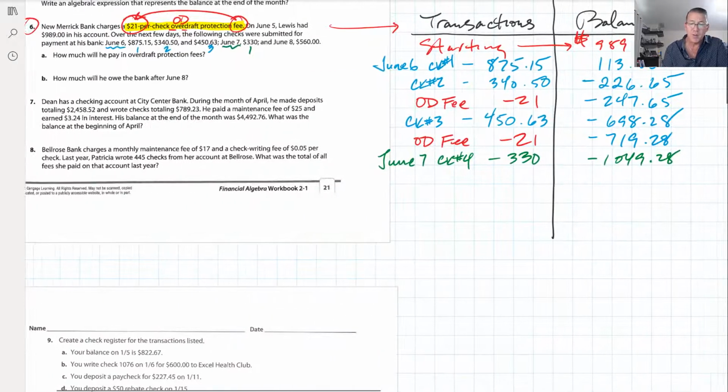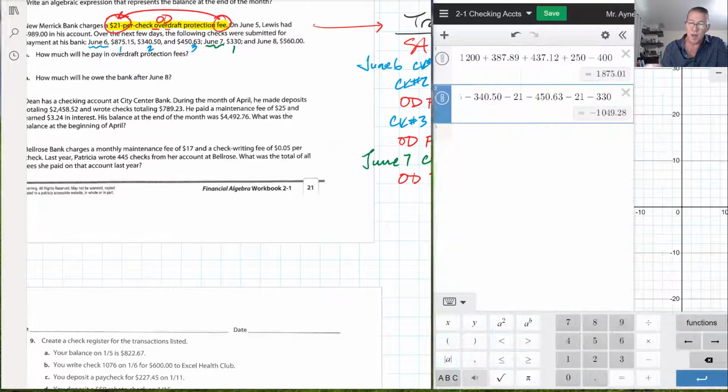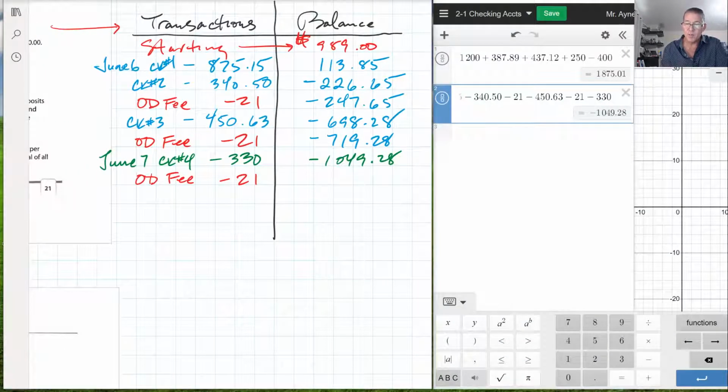All right, and right there, the bank's not going to allow you to do that. You're actually borrowing their money. You just borrowed another $330. So they're going to assess you another overdraft fee of $21. So how much do you really owe the bank now? Because we're really in the hole. Let's figure this out. So let's subtract another $21 here. Now we're at negative $1,070.28. Not a good situation to be in.